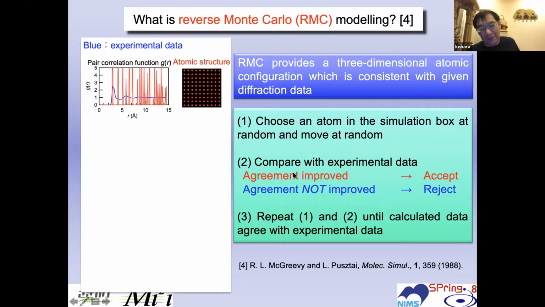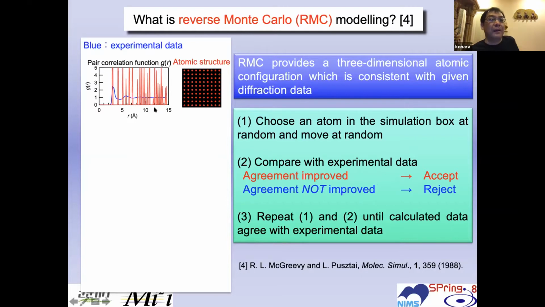But if we simply follow this approach, I think movement is stuck. So if agreement is not improved, we have to accept some sort of movement. This is really Monte Carlo. And just repeat this simple procedure until calculated data agree with experimental data. This is some sort of energy evaluation in conventional simulation method, but in RMC procedure, this is replaced by a chi-square with given diffraction data.